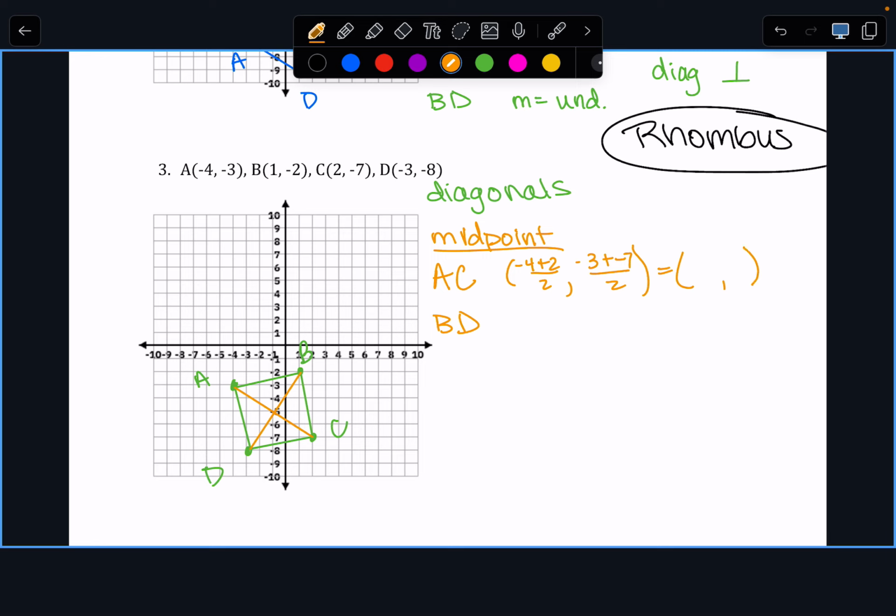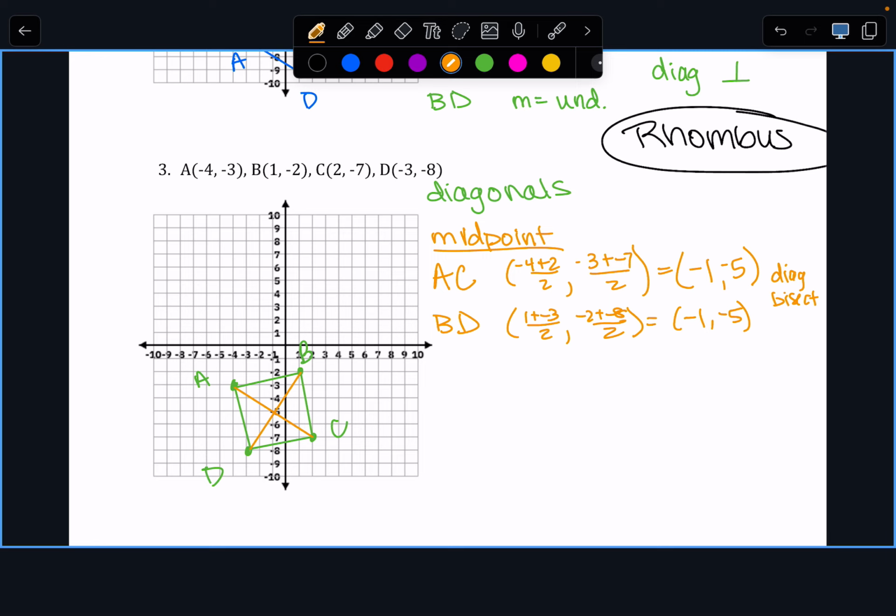We're going to add the y's, divide by 2. So negative 1, comma, negative 5. Okay? BD, add the x's, divide by 2. Add the y's, divide by 2. Do we get the same midpoint? Yes. Okay, so our diagonals bisect each other. We know it's at least a parallelogram.